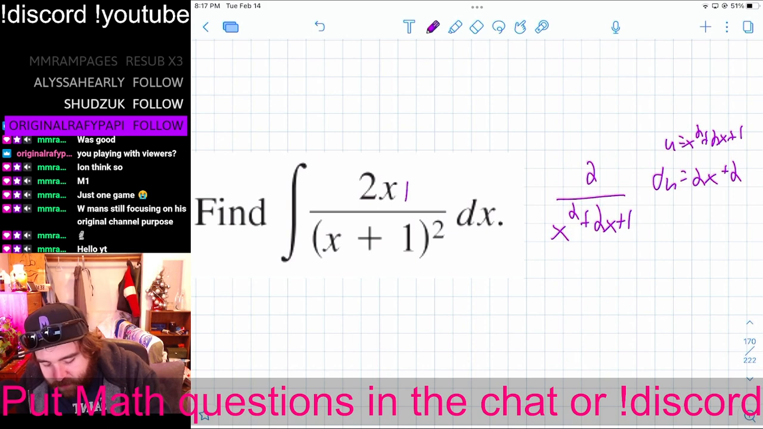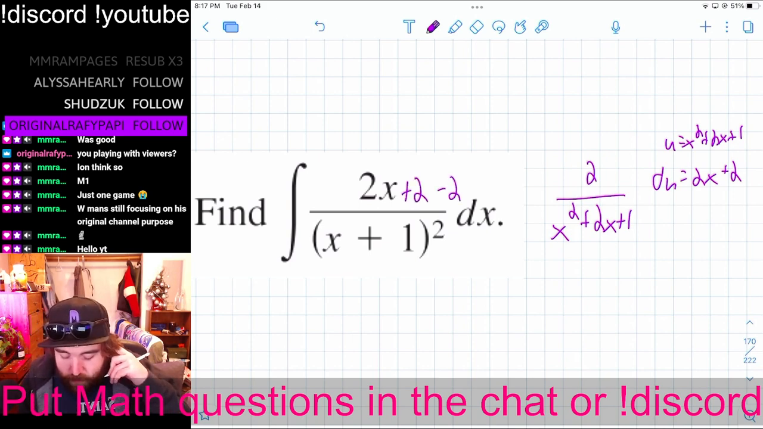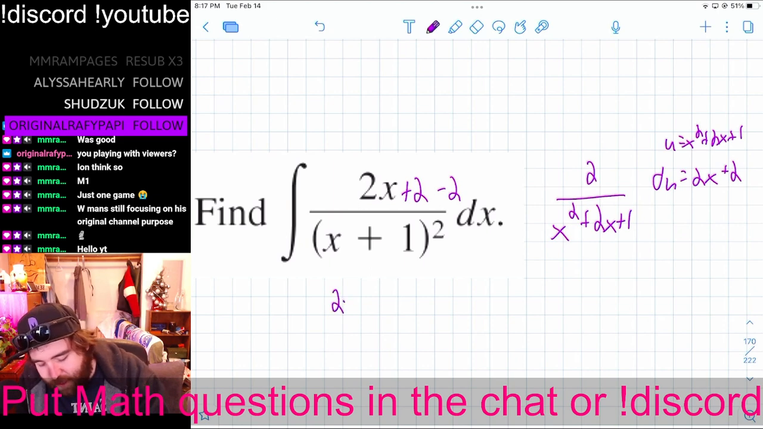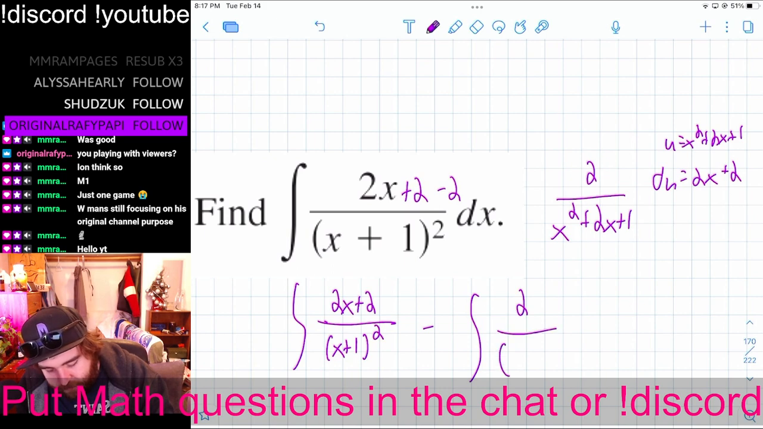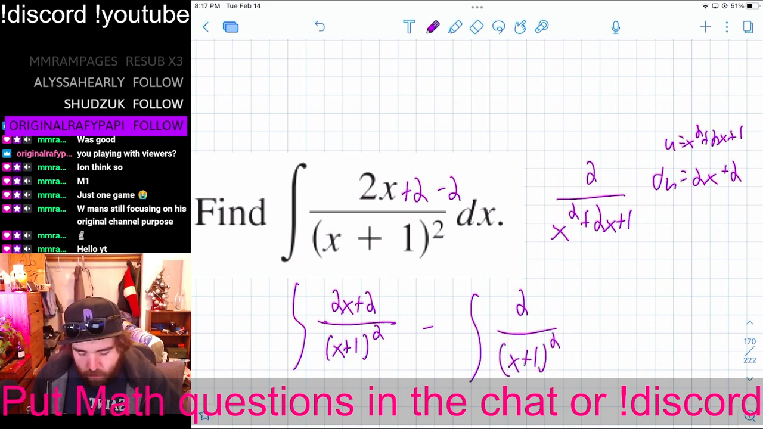So if I do the plus 2, I'm definitely going to have to do a minus 2. But I can separate that out now. So I have the integral of this minus the integral of this. I still have to heart it, of course. That's legit. That's super legit.